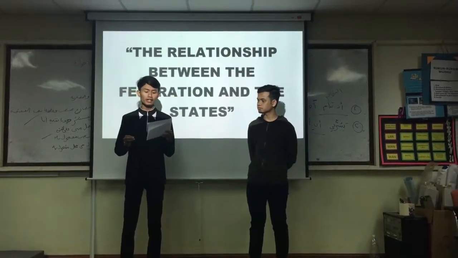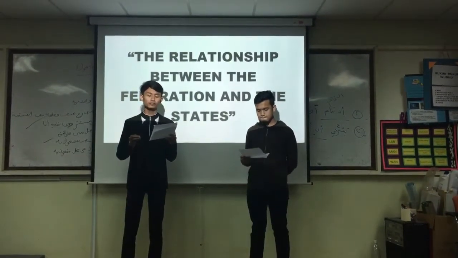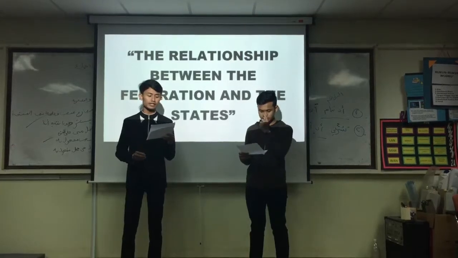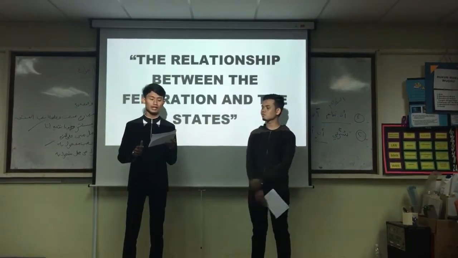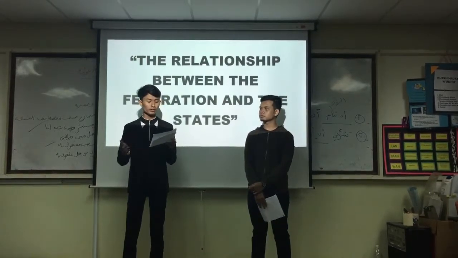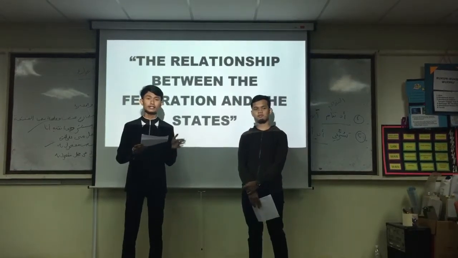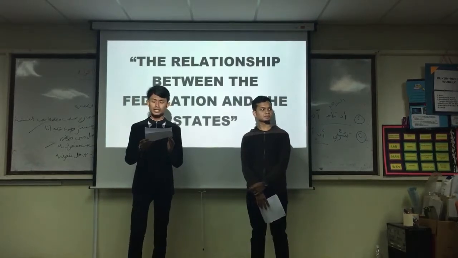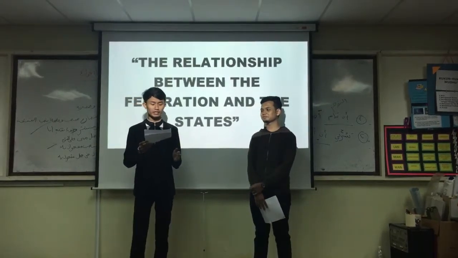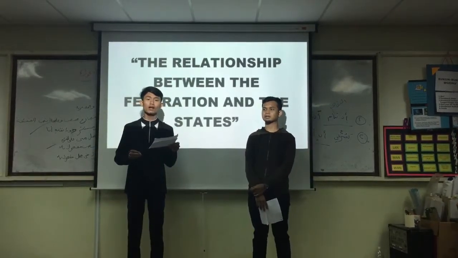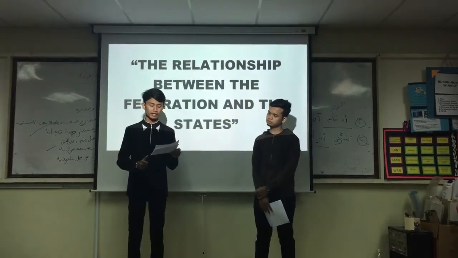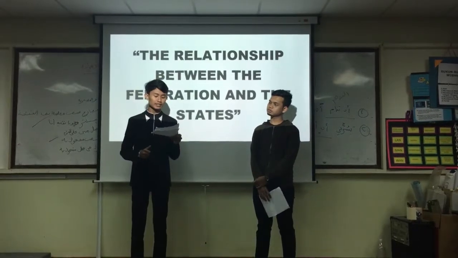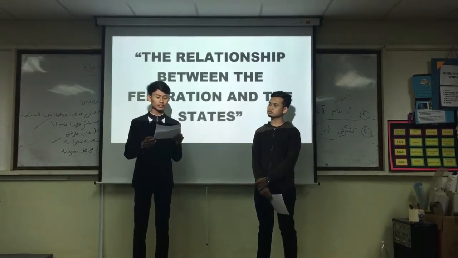The Federation of Malaya was established on 31st August 1957, and it consists of 11 states, which are Johor, Kedah, Kelantan, Terengganu, and so on. In 1963, the constitution was amended to admit Sabah, Sarawak, and Singapore as additional member states of the federation. At the same time, its name was changed to Malaysia.